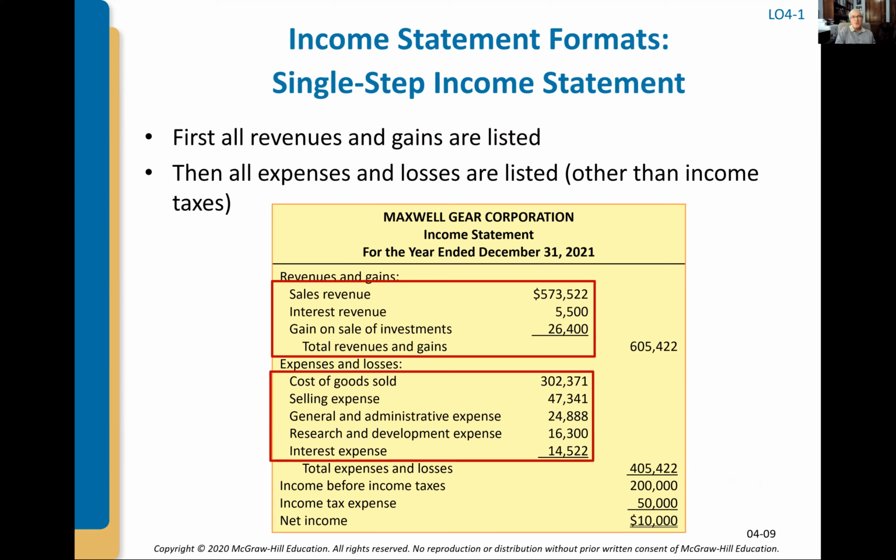We have two types of income statements. We'll say a single step and a multi-step. In a single step, we just combine all the revenues in one place and all the expenses in another place.